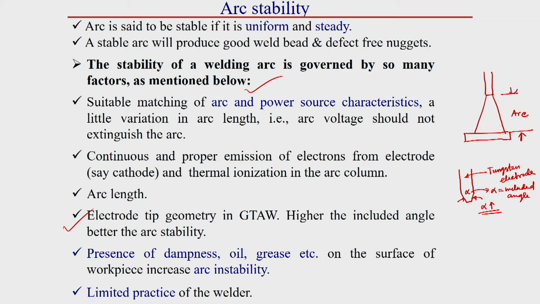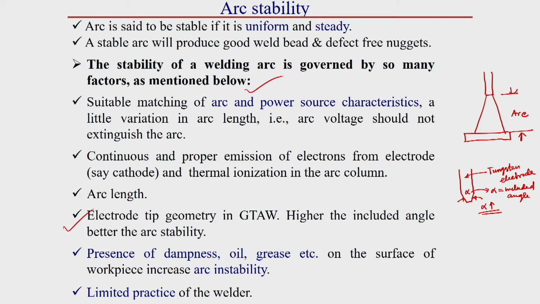Now arc stability also depends on the presence of dampness, oil, grease, etc. on the surface of the workpiece, which generally increase the arc instability. So we should clean the workpiece, that means dampness, oil, grease, everything we should clean before doing the welding operation, before starting the welding arc. Then only we can get a good stable arc.